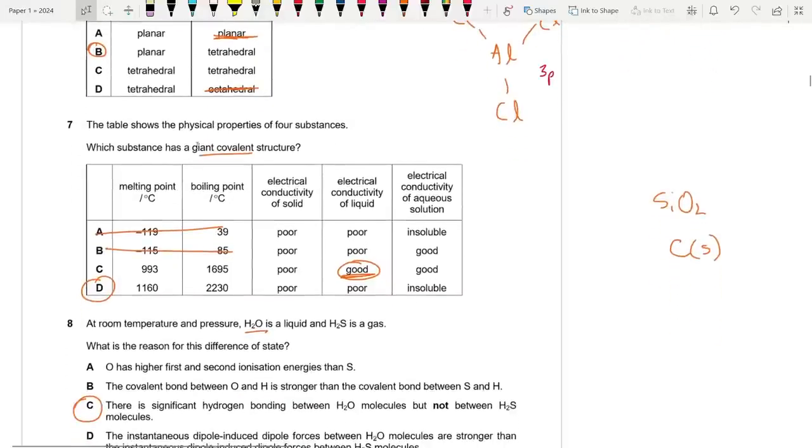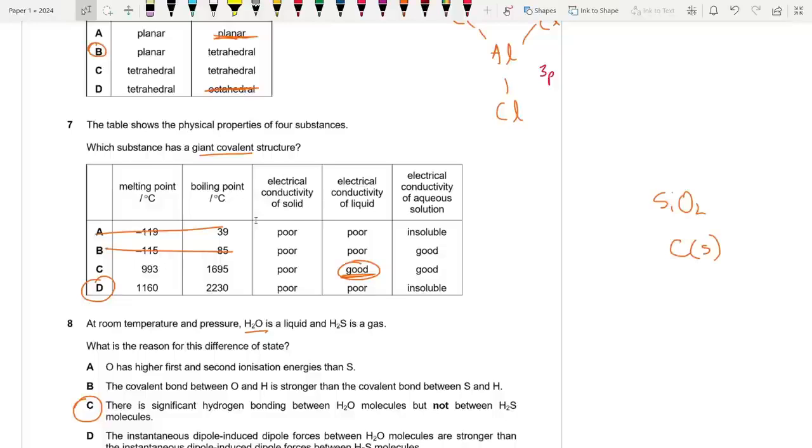The table shows the physical properties of 4 substances. Which substance has a giant covalent structure? Okay, so clearly A and B are excluded. I crossed them out, the logic being the melting point and boiling points are too low for a giant structure. So it's between C and D.